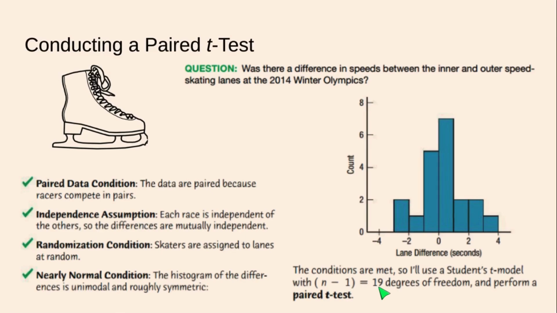There are 20 pairs of racers. There are 40 total racers, but that doesn't matter. There are 20 pairs of racers. So we would have n minus 1 equals 19 degrees of freedom. And that just tells us what t model we need. The calculator knows that honestly better than any of us. And we're going to perform a paired t-test. So let's get to the t-test.